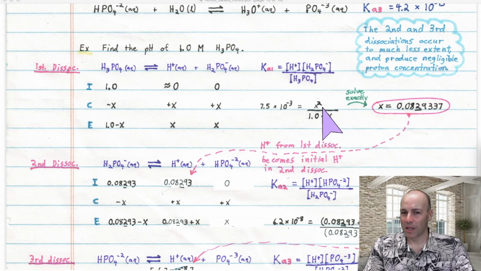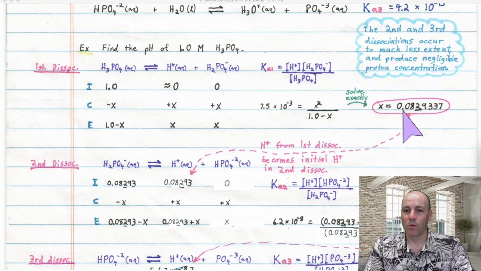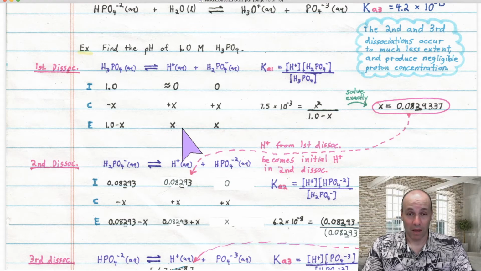I would not use the X's small approximation here because the equilibrium constant compared to the initial acid concentration, this is not 1,000 times bigger than that. It's somewhere between 100 and 1,000. It's probably better to solve this one exactly. And doing that, you get X equals 0.083 molarity. So that's the molarity of proton you get from the first dissociation.